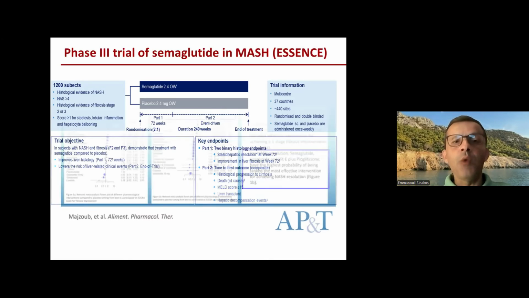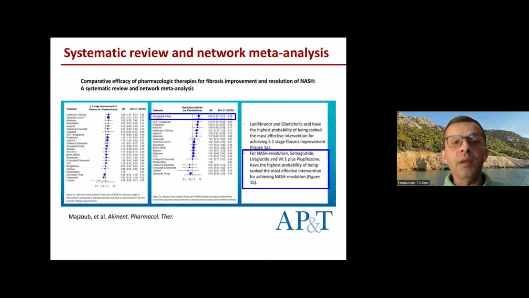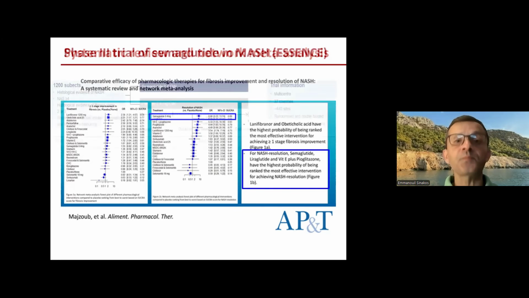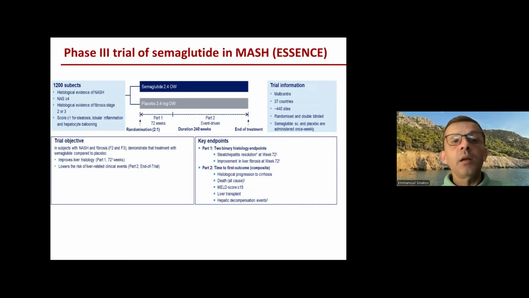I go one slide before and show you this systematic review and meta-analysis showing that semaglutide is actually included in the drugs that have shown benefit in fibrosis improvement and NASH resolution, among other drugs. The phase 3 study is actually ongoing, and as I already told you, we expect some results this fall.